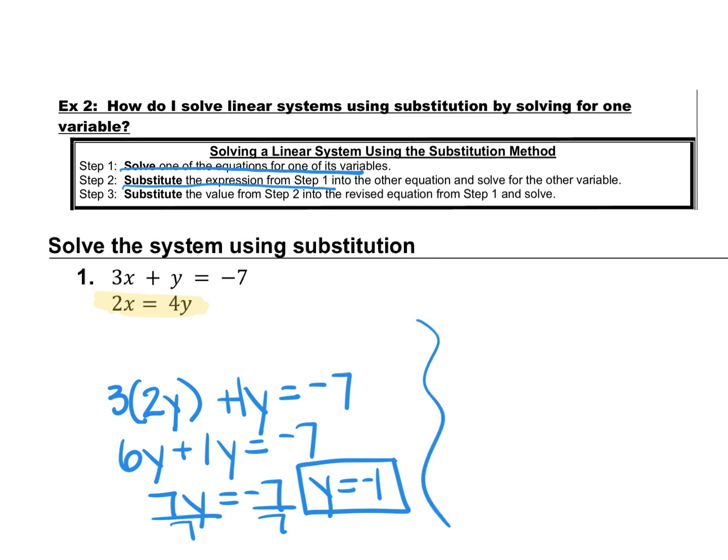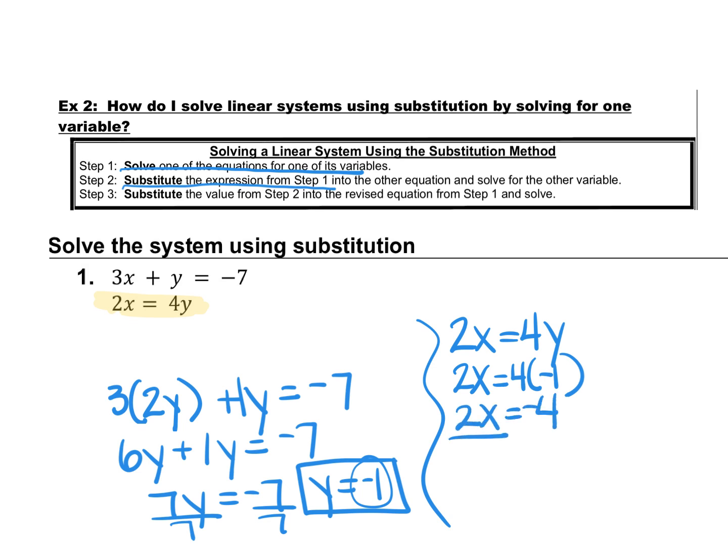So let's take 2x is equal to 4y. Well, we're saying that y is negative 1. So this negative 1 right here, we're going to plug in where we see that y. So 2x is equal to 4 times negative 1. 2x is equal to negative 4, and we're simply going to divide, and x is equal to negative 2. Now that you've got your 2 values, the solution, remember, it's a point, is a coordinate.